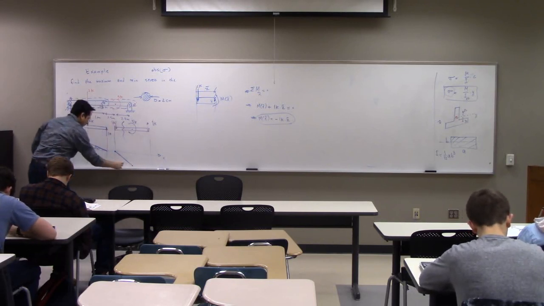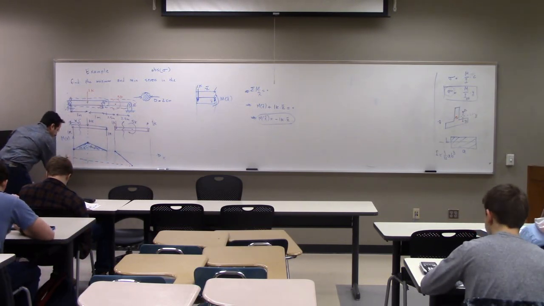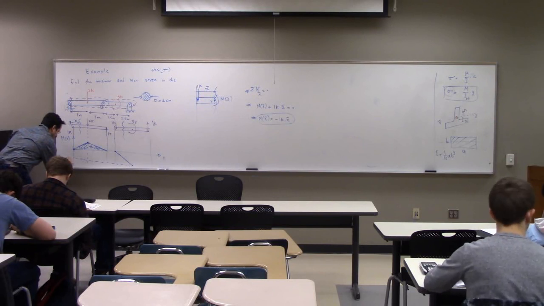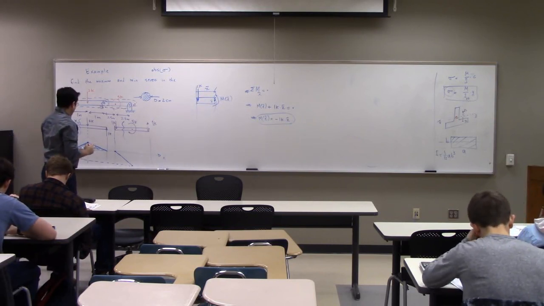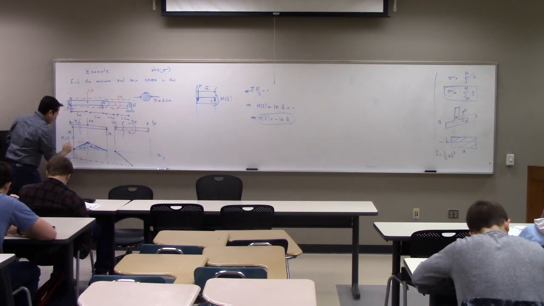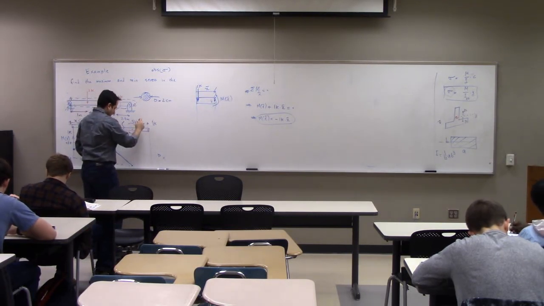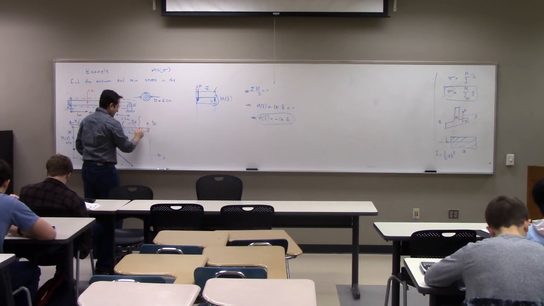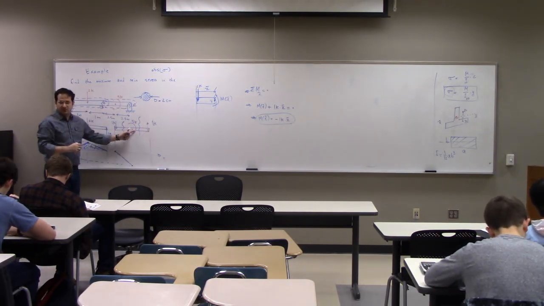And this value is equal to negative 2.5k. Right? And this value is equal to positive 1k. Now I want to draw the same thing from here to here. You see that? I want to draw the bending moment from here to here.